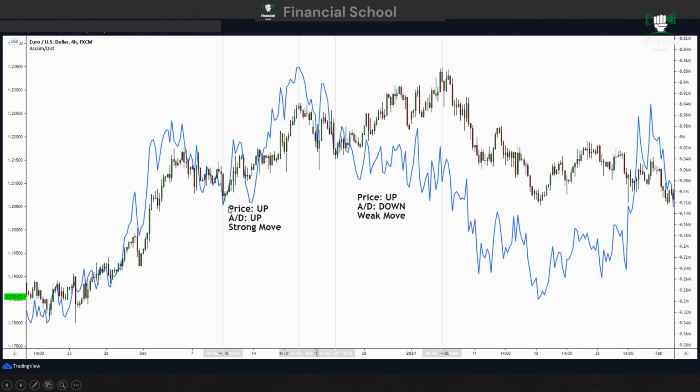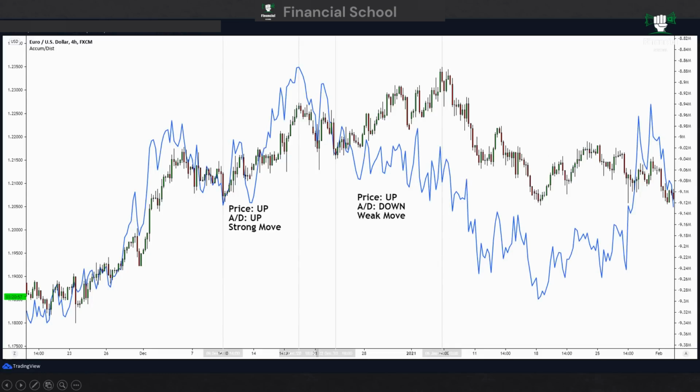On the left, we can see that both price and the indicator are moving up, so there is a confirmation about the price movement. On the right, we can see that price is going up and the indicator is going down, therefore signaling a distribution, which means the imminence of a bearish move. After the signal, the market indeed turned to the downside.